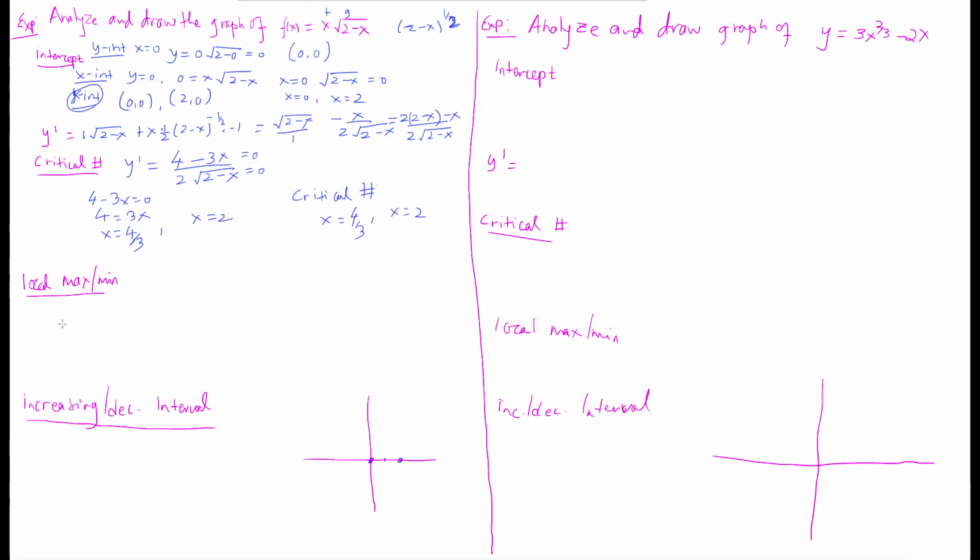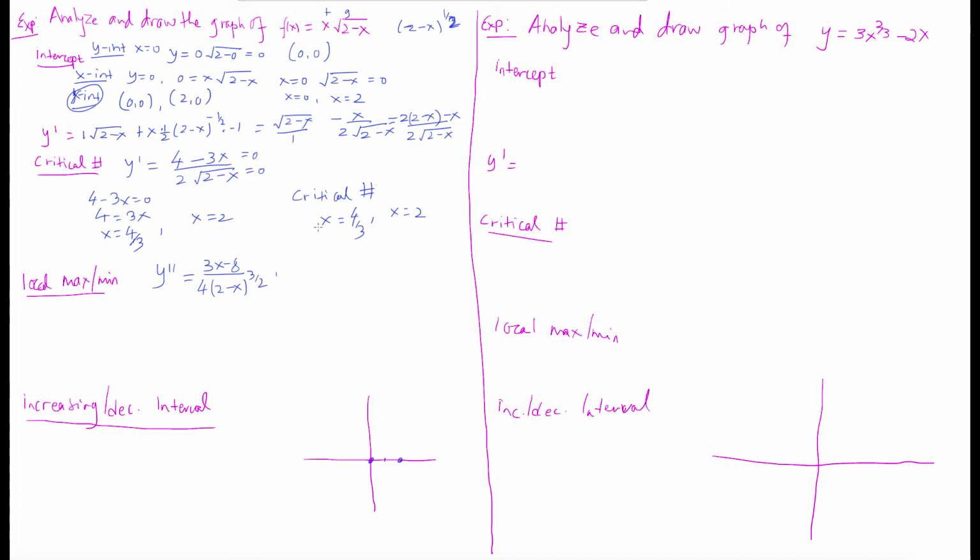Now to find out the local max or local min, what we do is find y double prime. Actually, I have found the y double prime value for this function. To find the y double prime, you just do the quotient rule on here again. So you will get this: 3x minus 8. After I use the quotient rule, I get this as the second derivative: (3x minus 8) over 4 times (2 minus x) to the 3/2.